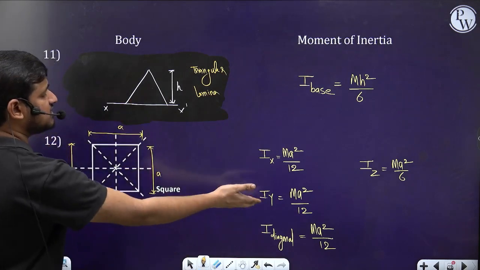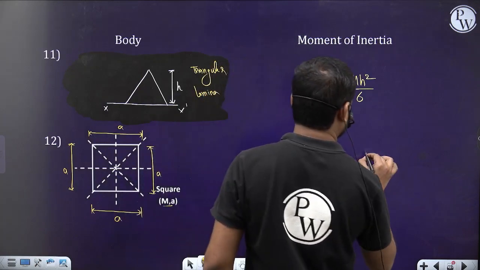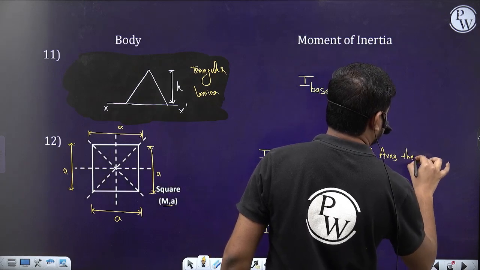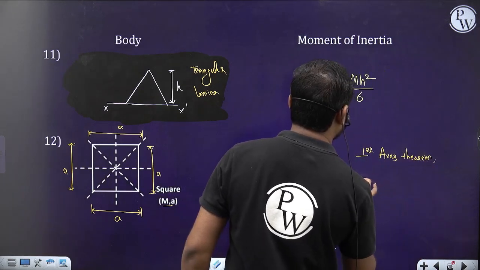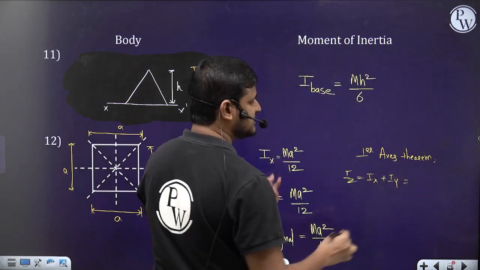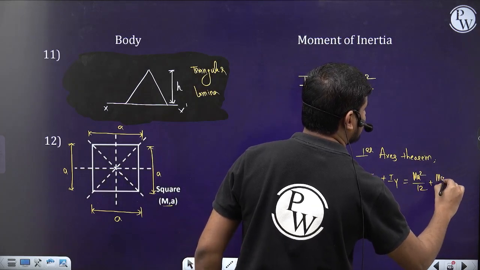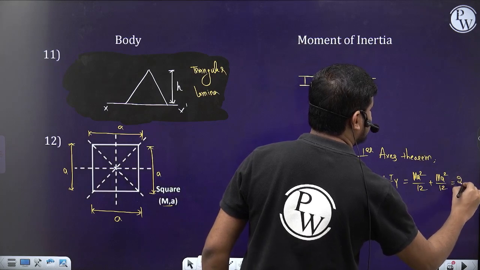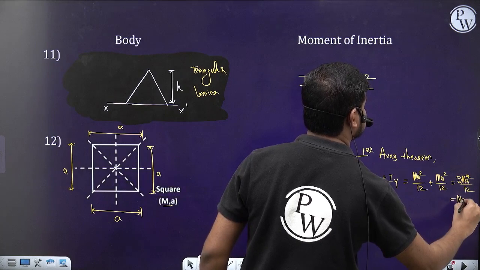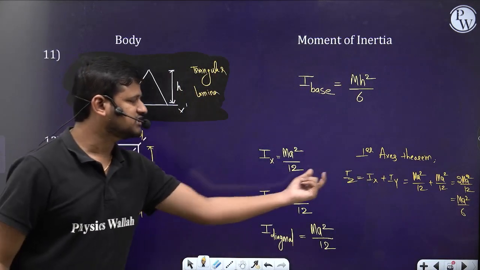If you need about its z-axis, you can apply the perpendicular axis theorem. According to the perpendicular axis theorem, about its z-axis will be equal to about its x-axis plus about its y-axis. So about the x-axis m a square by 12, and about the y-axis m a square by 12, which is nothing but 2ma square by 12, which is nothing but ma square by 6. That is the moment of inertia about the z-axis.